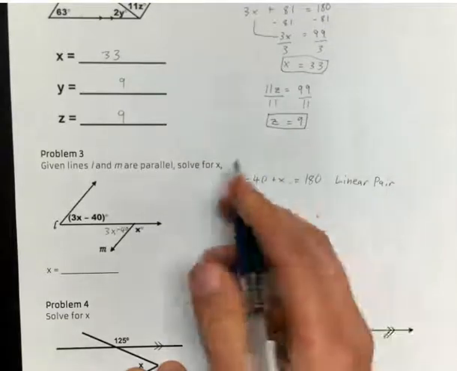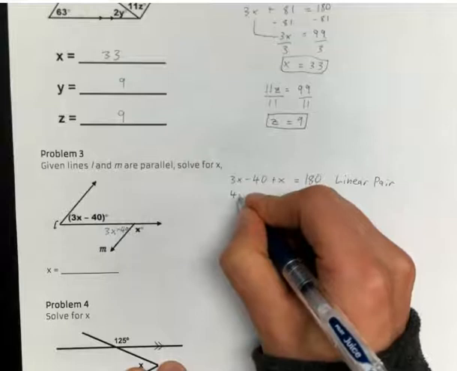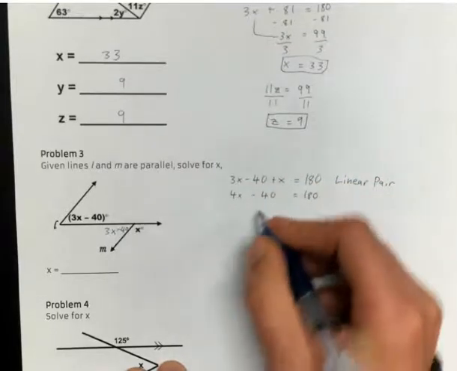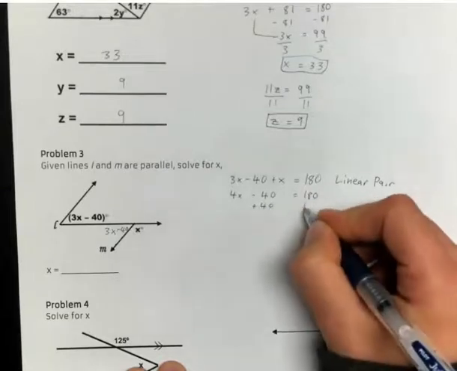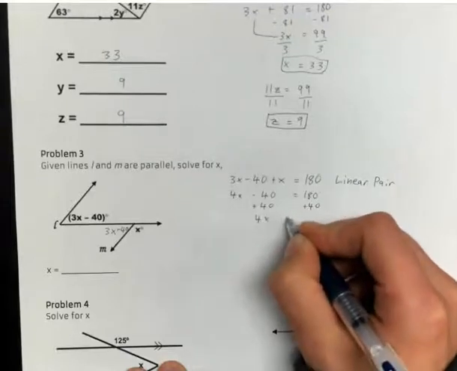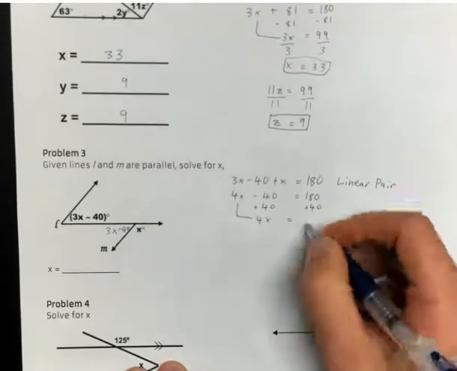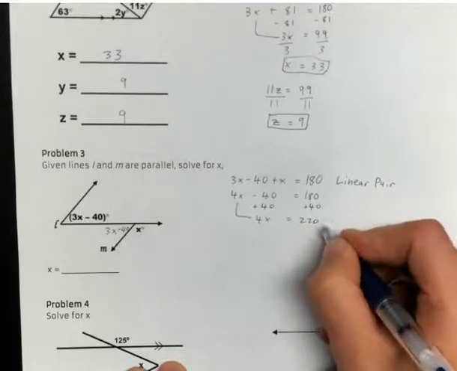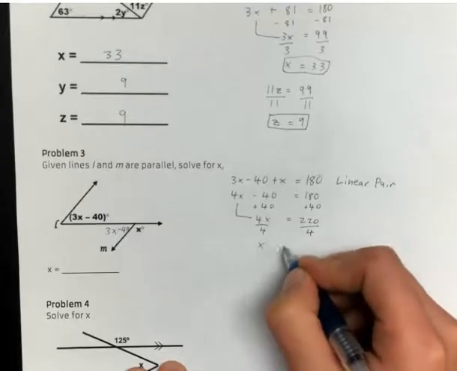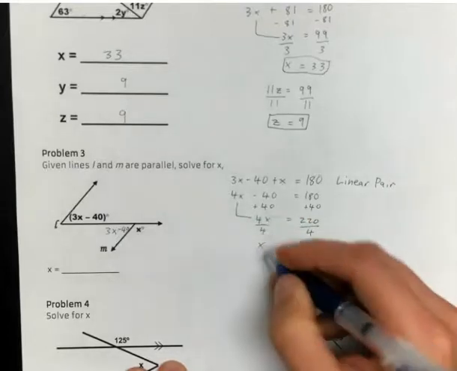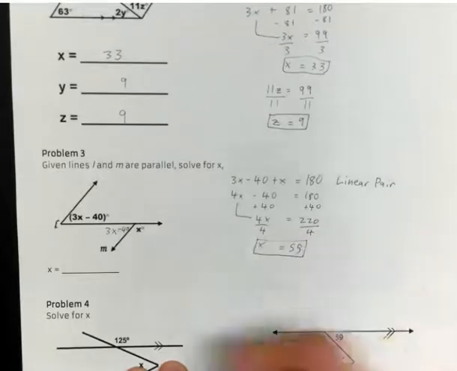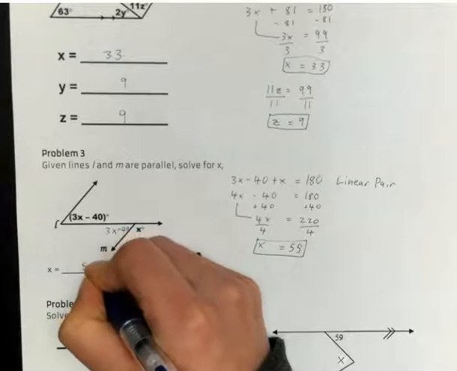Alright, 3x plus x, that's 4x minus 40 is equal to 180. Now I'm going to add 40 to both sides, and I get 4x is equal to 220. Divide by 4 on both sides. I get x is equal to 55. Plug it in here. That one's that.